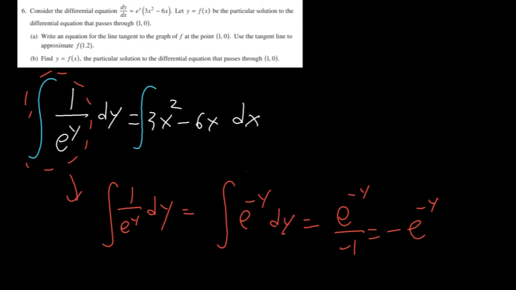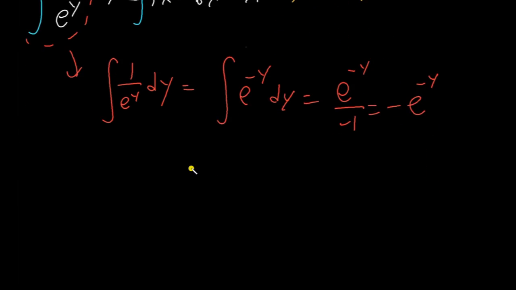And then this integral is a lot easier. It's just, you add 1, divide. So this would be x cubed minus 3x squared, right? You add 1 to get 3, and you divide by 3. And you add 1 to get 2, and you divide by 2. So you get 3x squared and x cubed. Okay? So now combining these all together, we have negative e to the negative y equals x cubed minus 3x squared. And then we also have to include a plus c, because this is an indefinite integral. Okay? Which will only include the plus c once for these kind of differential equation problems.